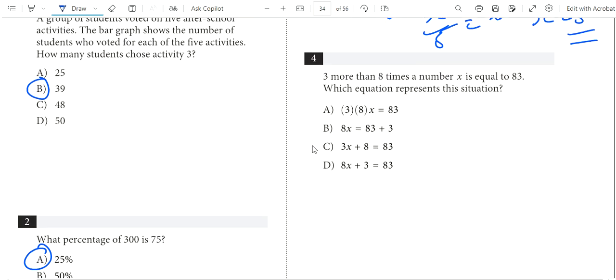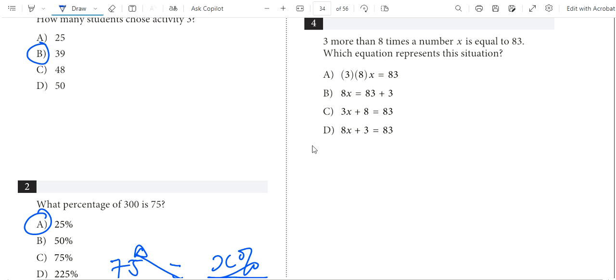Question 4. Now, this question says 3 more than 8 times a number x is equal to 83. Which equation represents this situation? You've got to really understand how to interpret numbers, interpret what problems say, for you to write out the perfect equation. So this is really simple. This is the main bone of contention.